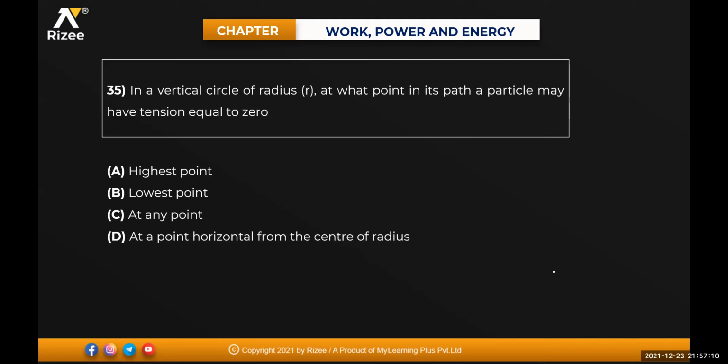Next one. In a vertical circle of radius r, at what point in its path may a particle have the tension equal to 0? Can anyone give me the answer? Question number 35: in a vertical circle of radius r, at what point in its path may a particle have the tension equal to 0? At the highest point. Isn't it? Yeah.